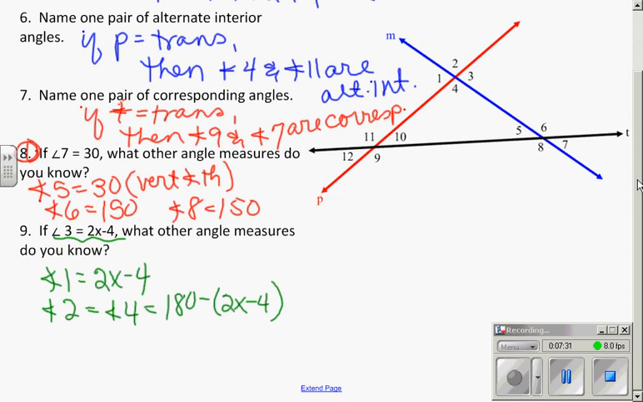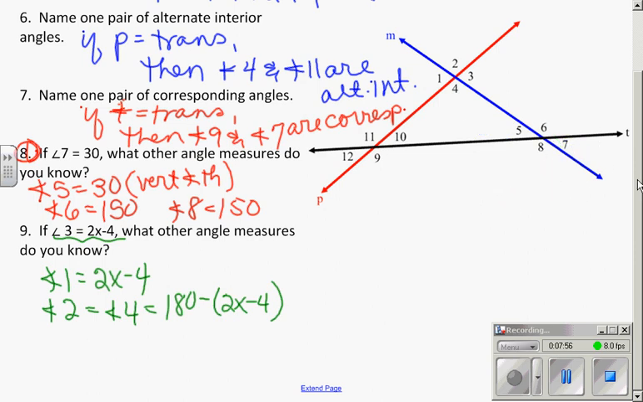Now, if we think about knowing angle measurements, if angle 7 is 30 degrees, we would have vertical angles to know that 5 is 30 degrees, and then we could use linear pair to know that 6 is 150, and vertical angles or linear pair to know that 8 is 150.